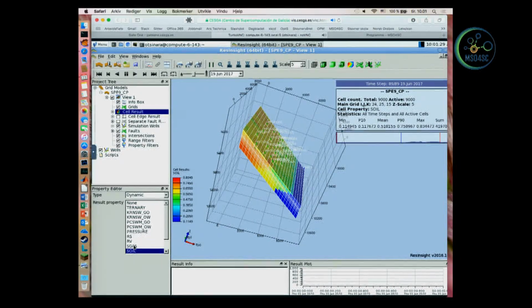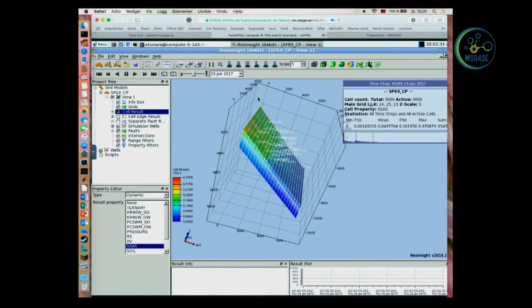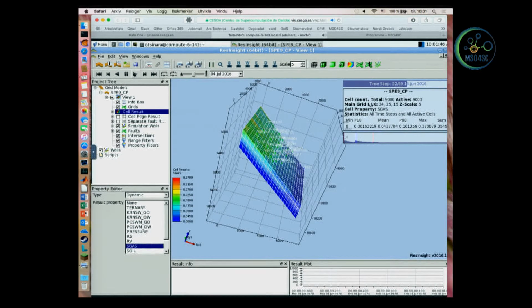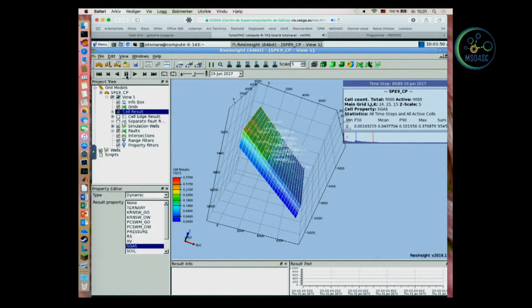But what I really wanted to show you was the gas phase. So at the start, there's no free gas. But as we start producing, the pressure drops below the bubble point, and free gas comes out of the solution. So there comes a free gas phase here. So just with that, I think I have to stop.